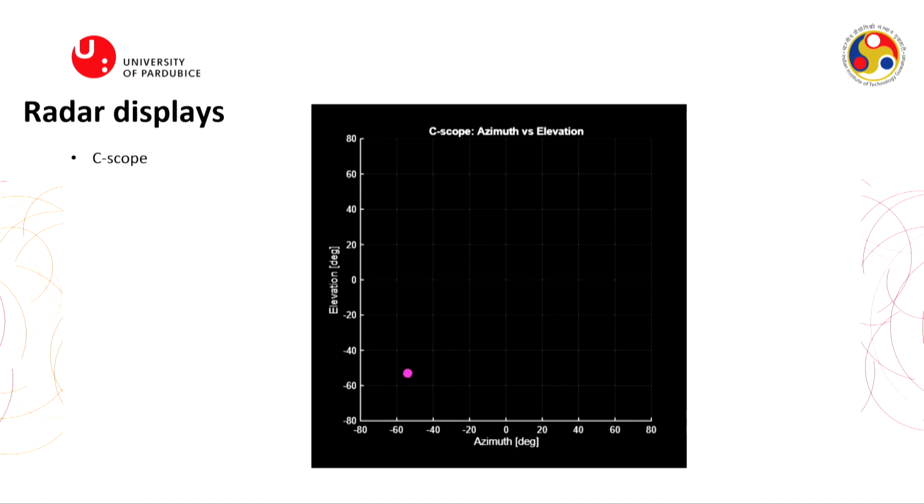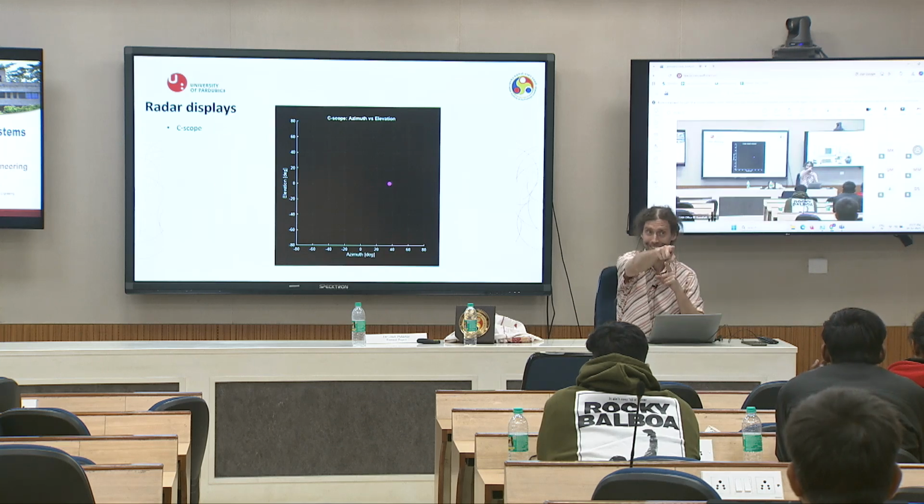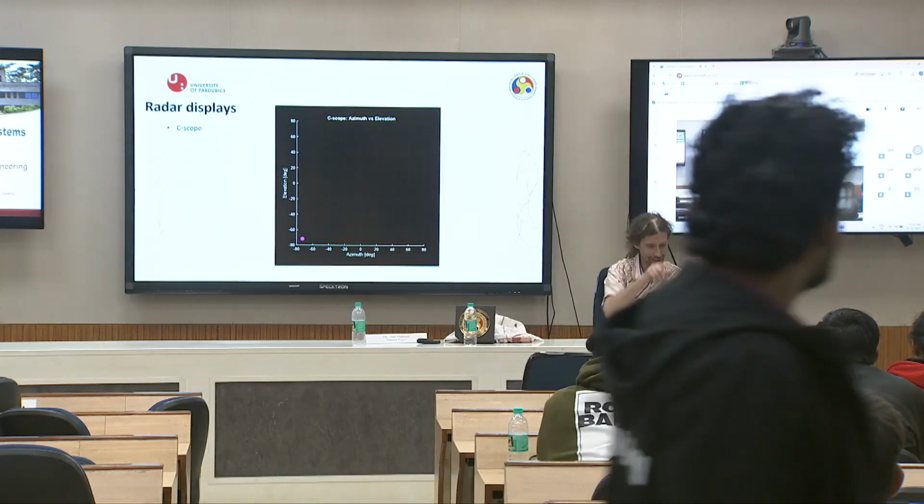What do you think? What is the disadvantage of this C scope? Look at the axes. Okay, I know, azimuth, elevation, so it is clear. Distance. I don't know how far it is in this. Exactly, good point.